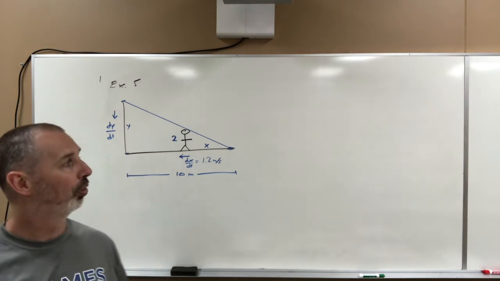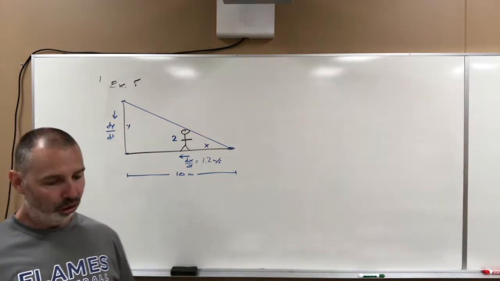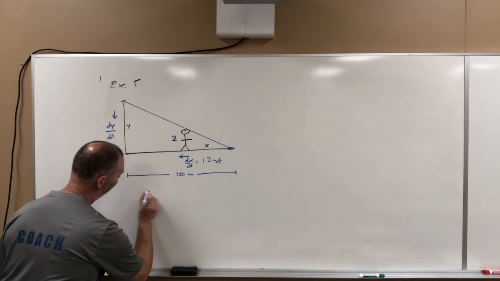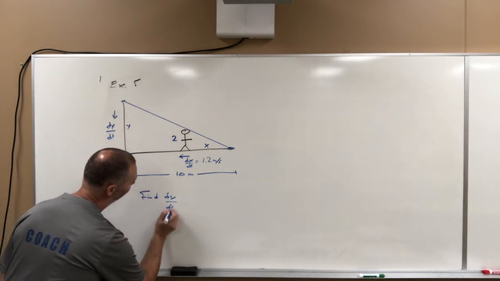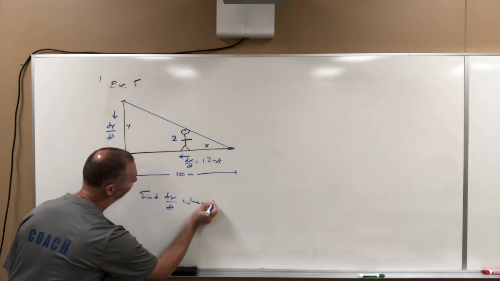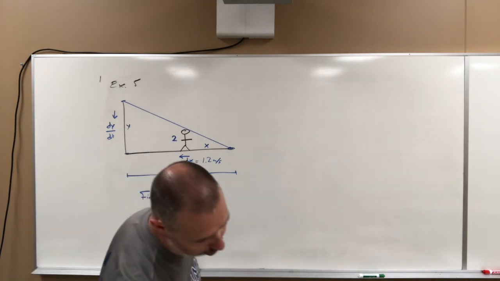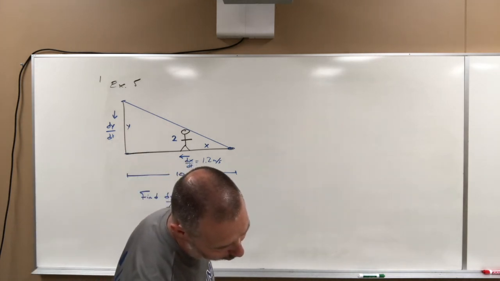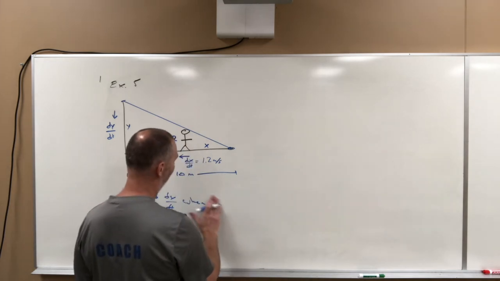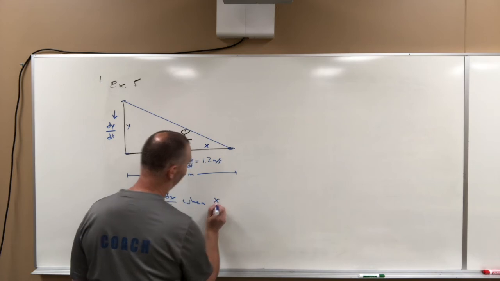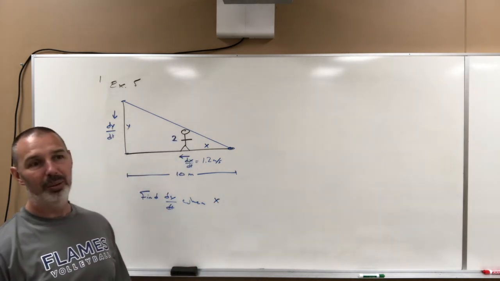All right, so this gives us our information. The question again is to find dy/dt when he is 3 meters from the wall. So if he is 3 meters from the wall, what does x equal?